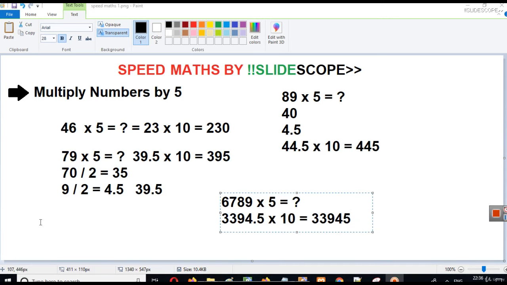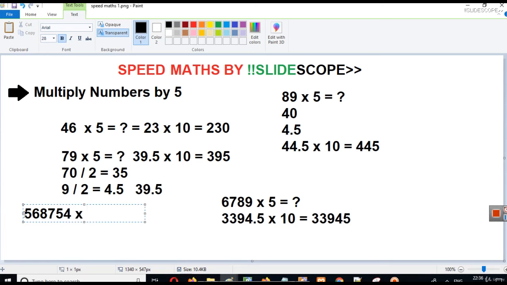Let's take another example. Let's take 568754 multiplied by 5 is equal to what? So now let's get the half of this. Half of 56 is 28, half of 8 is 4, then we are left with 754. Half of 700 is 350 and half of 54 is 27. So it is 2843770. This will be your multiplication.